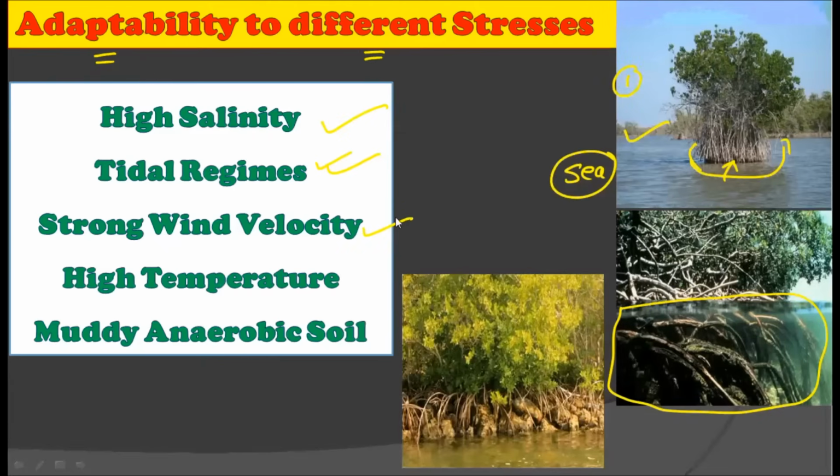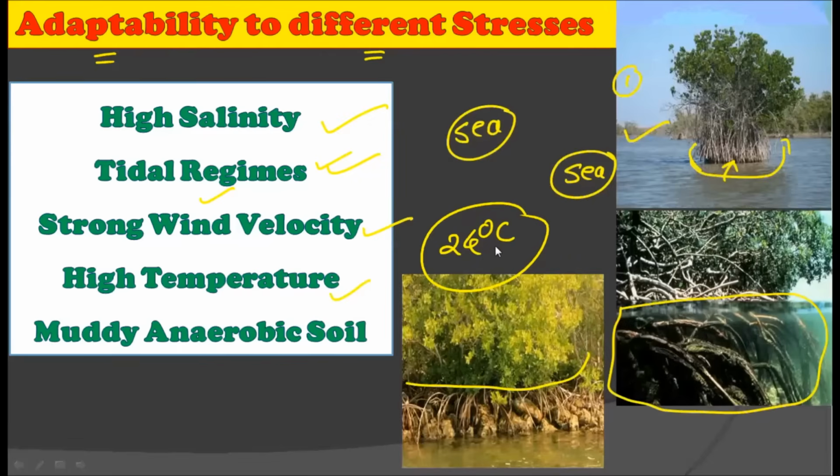As you know, the winds move strongly along the shores of the seas. So these strong velocity winds are often tolerated by these mangroves by using their specialized roots, which make them remain very straight even when they come in contact with very strong wind velocity. The fourth one is very high temperature. That is, in the highest temperature ranges, the temperature can go up to 24 degrees Celsius in certain areas of the world, and this temperature is tolerated by these different mangroves.